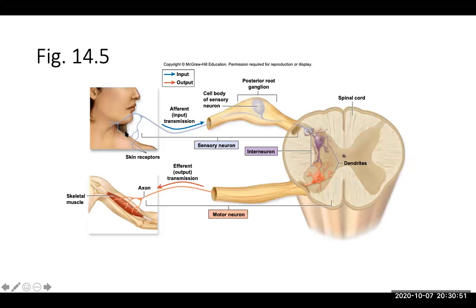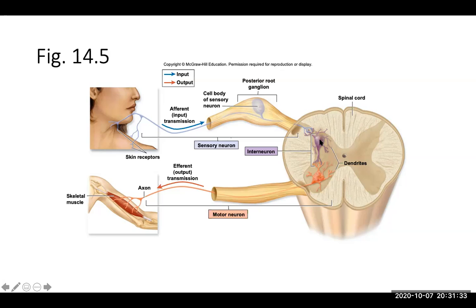So here's a look at a skin receptor detecting some sort of sensation in the skin, whether it's hot, cold, pressure, pain, and that sensory information is traveling through a sensory neuron via the afferent transmission. It will travel through the posterior root ganglion, and a ganglion contains many cell bodies of sensory neurons. And then that sensory neuron will enter the spinal cord in the posterior horn of the spinal cord. It will synapse in an interneuron. So again, the interneuron is kind of the connector between the motor and sensory neurons.